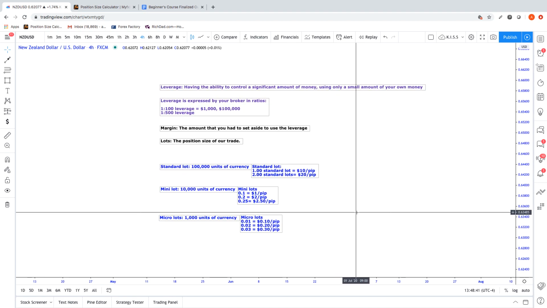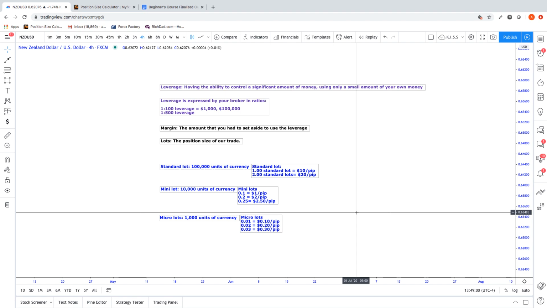In using leverage and margin and taking a position in the market, we use what is called a lot size, a position size that is dependent on the size of our stop loss as well as our account balance.